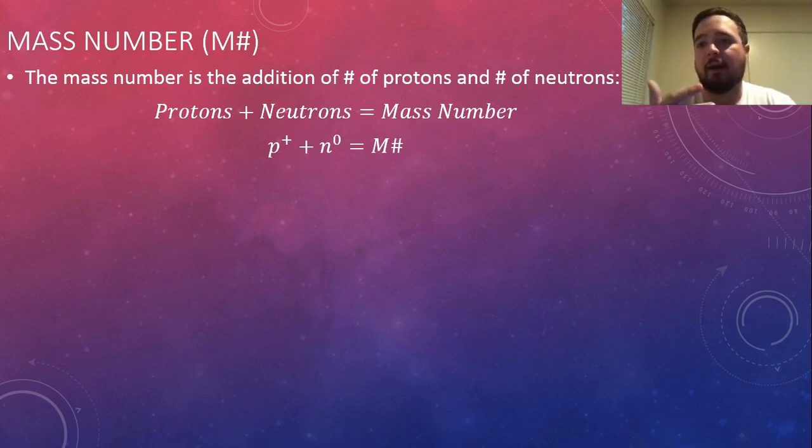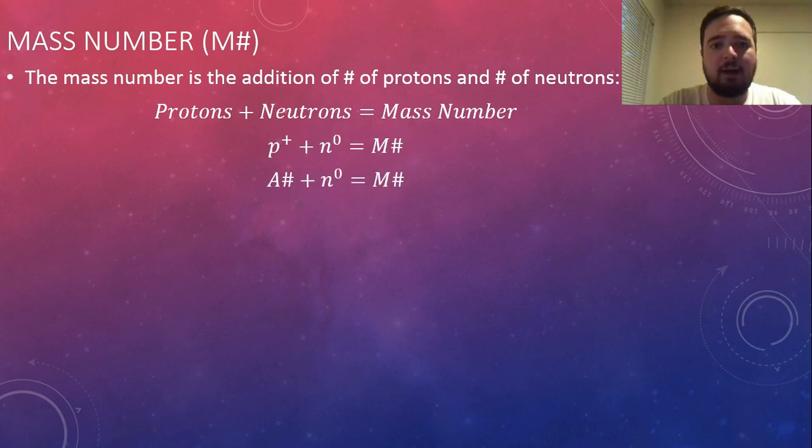N0 equals M#. I use it as M number. It's whatever way works best for you to memorize this formula. It does not matter, just whatever works best for you. If you want to use the notation that I described earlier, that would be the more appropriate way of doing that. Another way you can describe it, since the number of protons is equivalent to the atomic number, you can also say it's the atomic number plus the number of neutrons within the nucleus equals the mass number.